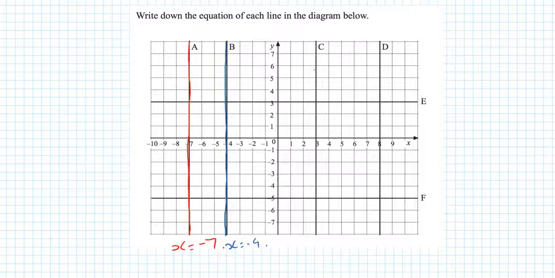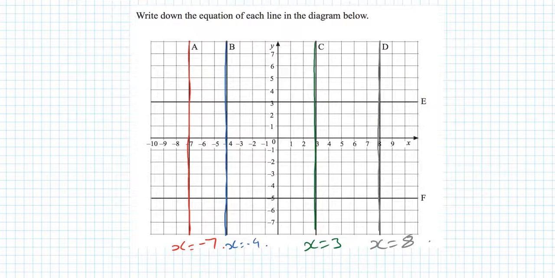C, I'm sure you're getting the idea of this now. That's going to be the line x is equal to 3. And D, look, I'm just going over it in a grey colour. That is going to be the line x is equal to 8.